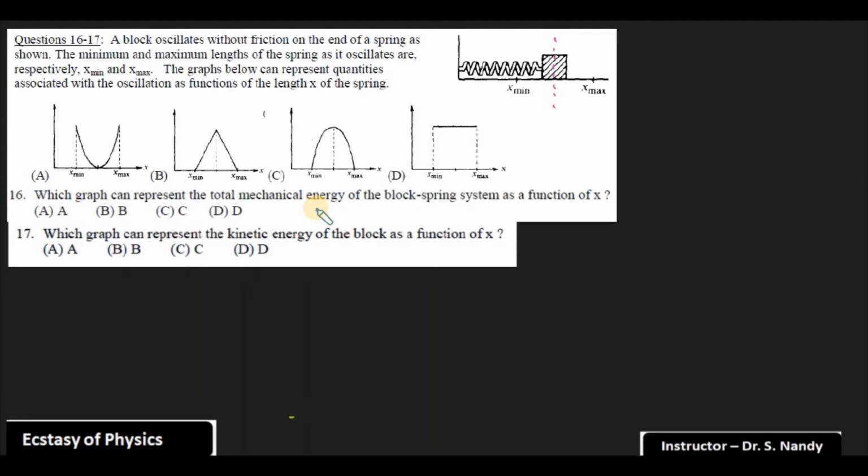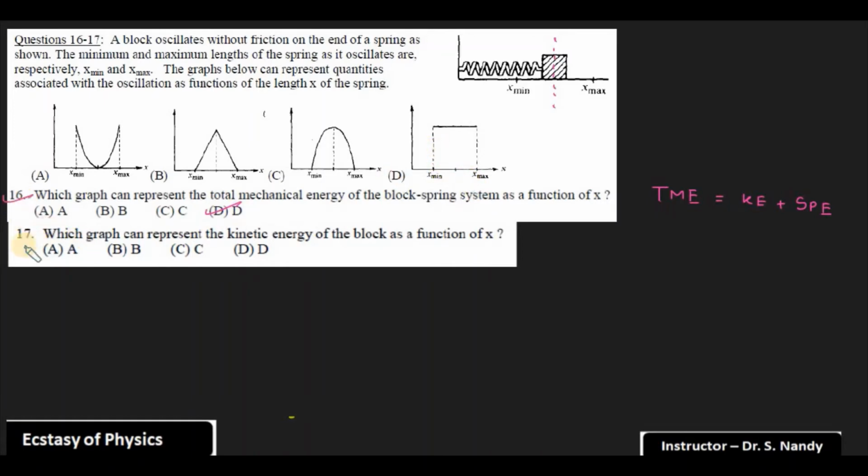Which graph can represent the total mechanical energy of the block-spring system as a function of x? Total mechanical energy is the summation of kinetic energy and the elastic potential energy of the spring. Since the total mechanical energy is always conserved, it doesn't vary with respect to time or with respect to the displacement. So from there we can say that D would be representing the total mechanical energy graph.